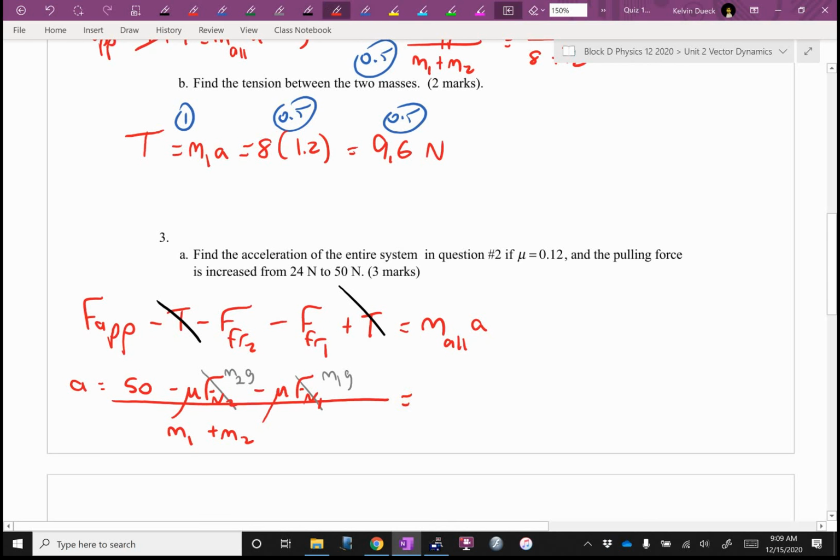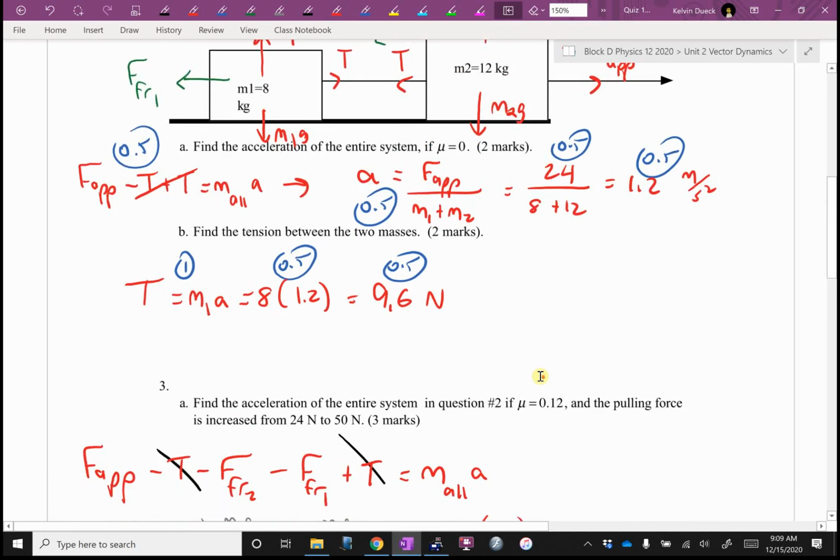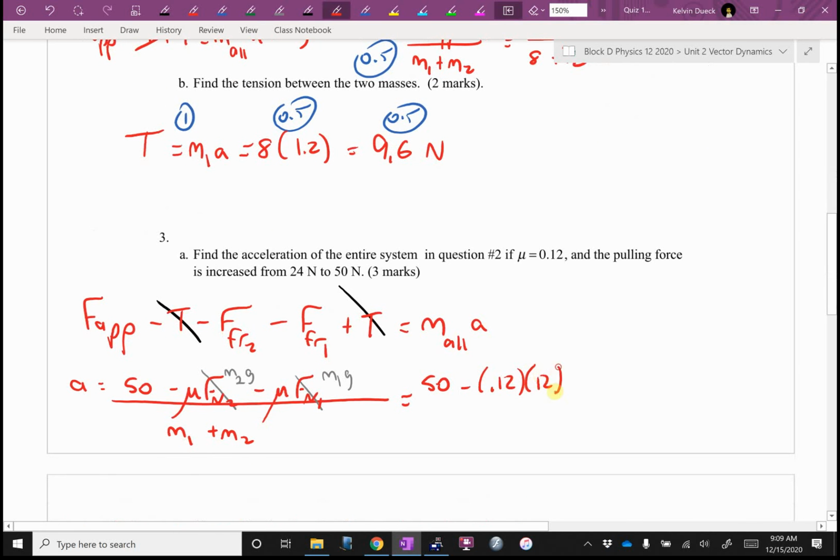So it's going to be 50 minus, what's mu? I don't know what's mu with you. 0.12, times 12 times 9.8 minus 0.12 times 8 times 9.8, all over 12 plus 8. Running out of room here. I'll put my equals right here.